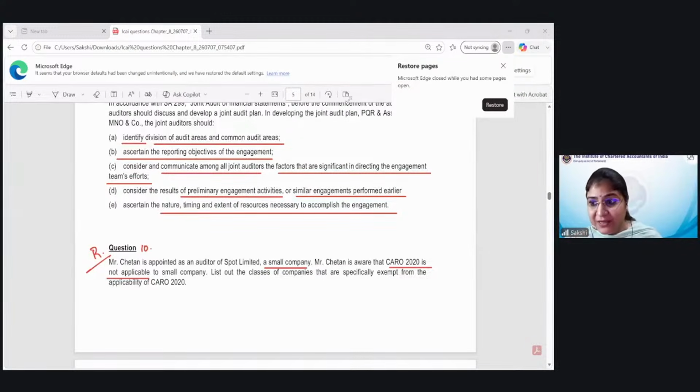You have to tell private company which is not a subsidiary or holding of a public company, having a paid up capital and reserve not more than 1 cr, borrowings at any time of the year not exceeding rupees 1 cr, and then total revenue as disclosed in Schedule 3 not exceeding rupees 10 cr.